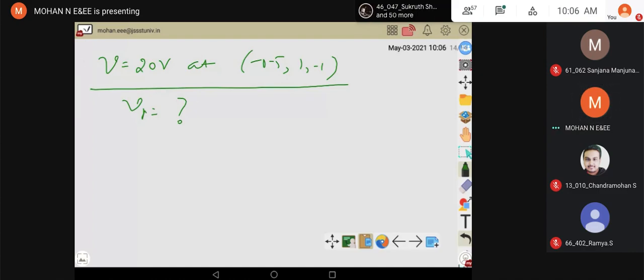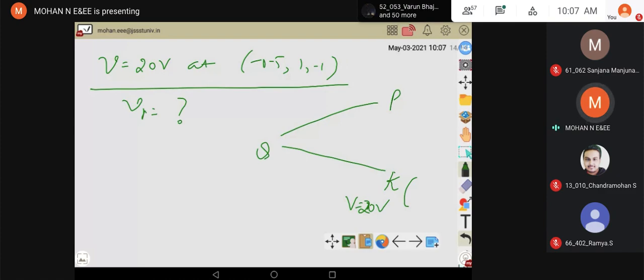So let me have the Q, let me have P, and let me have one more point, for example, K here. The K is voltage, 20 volts. The K coordinates are (-0.5, 1, -1). Okay, so this is 0, 0, 0. So again, it has to be found out when the reference is not at infinity.